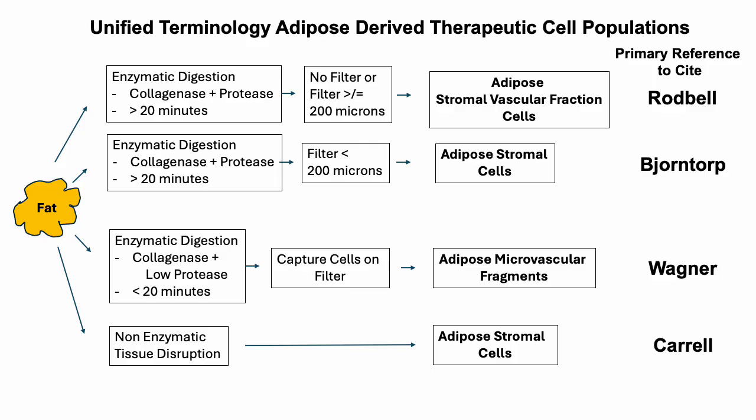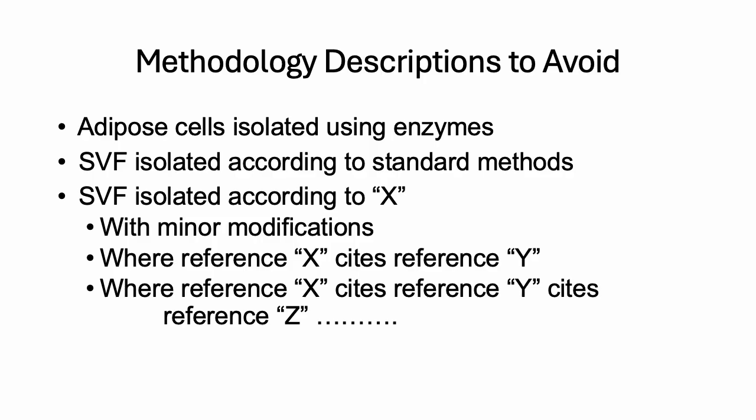This is something that Alexis Carrel provided methodologies for dating back to the 1920s. If you utilize the Carrel method to isolate cells non-enzymatically, those cells should be described as the adipose stromal cell population. They are not the SVF population. So this is an attempt to head towards a standardization of all of these methods.